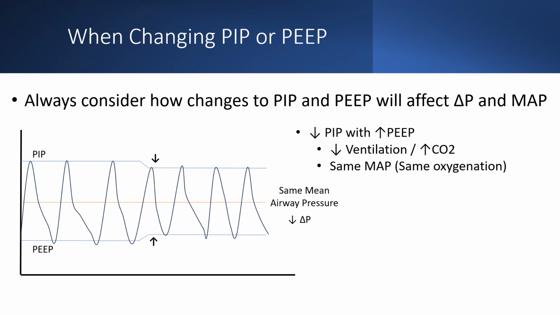With the same patient, the peak inspiratory pressure was decreased, and the PEEP was increased. This caused an equivalent change in the delta P, which would cause the desired increase in carbon dioxide, but the increased PEEP ensures that the mean airway pressure remained constant.